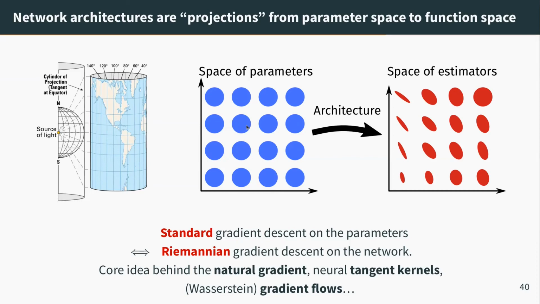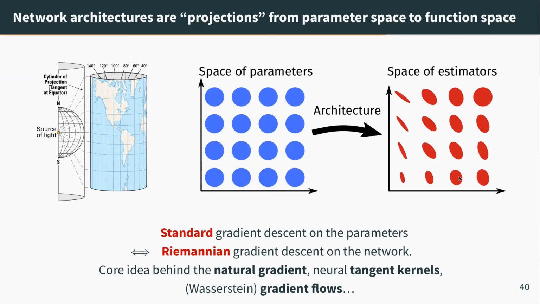I don't have time to delve into it, but whenever you do gradient descent on some parameters, you are really doing gradient descent for the Euclidean metric on those parameters. And so you assume that the Euclidean metric makes sense on your space of parameters. So the whole procedure of training a deep neural network is to define a projection from a space of parameters to a space of interesting functions, and perform standard gradient descent on the space of parameters. And this is actually kind of equivalent to making Riemannian gradient descent on the network.